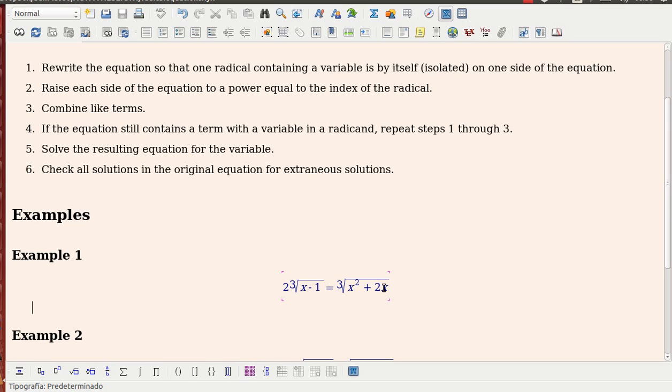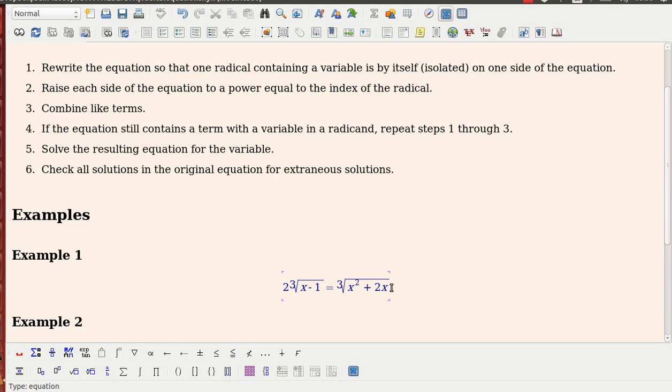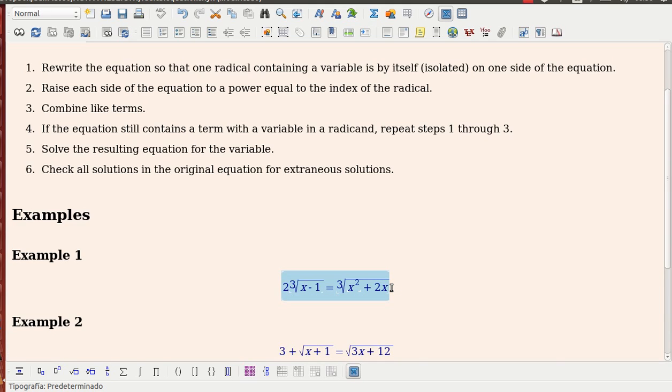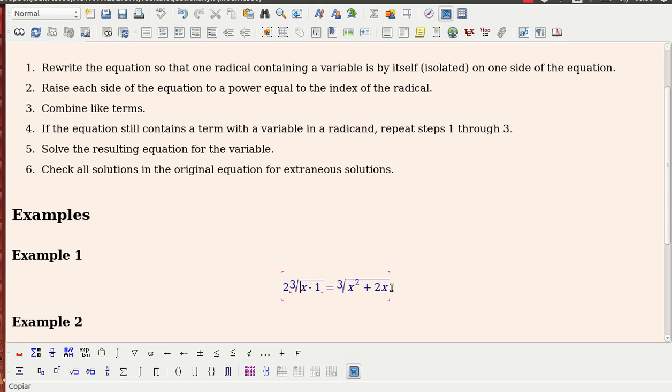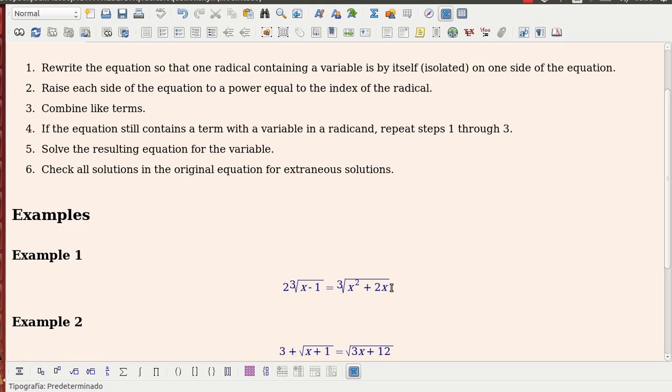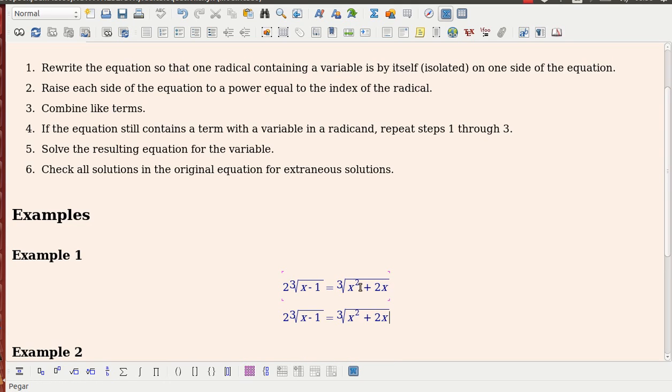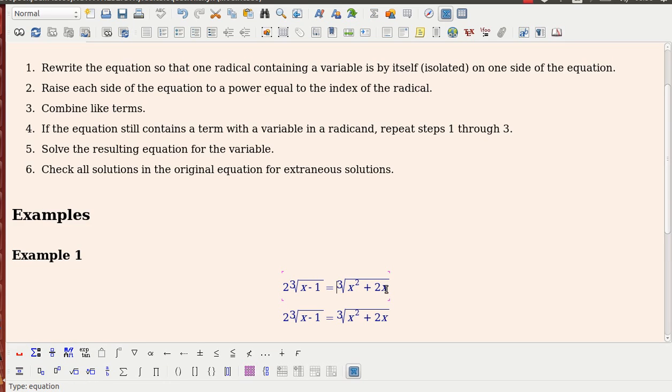Let's work with example number 1 to solve a radical equation. Example number 1: 2 times the cubic root of x minus 1 equals the cubic root of x squared plus 2x. As we can see, step number 1 is done. The equation is rewritten in terms of one radical, the cubic root equals some expression.